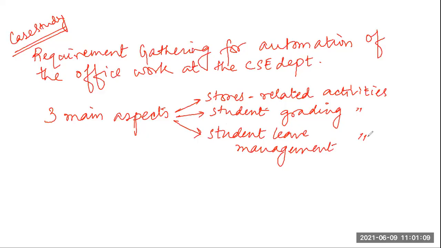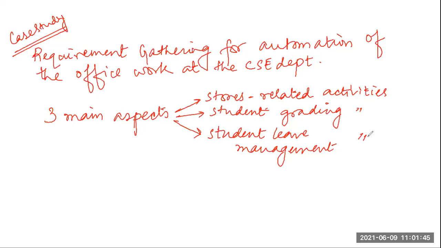So it was necessary for the analyst to meet the other categories of users. For student grading and student leave management, other categories of users also had to be talked with. For stores related activities, the HOD has stated that he wants this activity automated, but the person associated with the stores needs to brief the analyst so that the analyst can understand what work was done under the stores related activities, right?